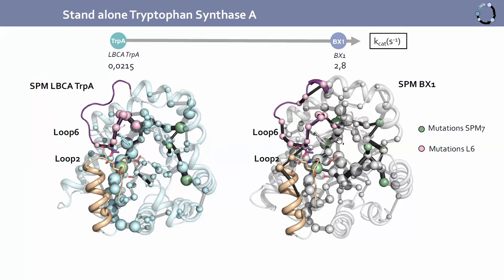So by comparing the sequences, we decided to generate two different variants. One that we call SPM7, in which mutations only in the core are introduced. And then the variant that we call loop six, in which the positions that we identified in the loop six are transferred.